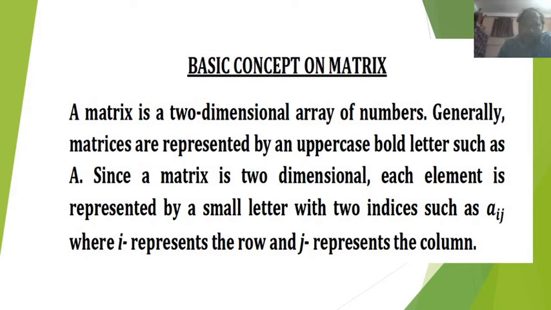So here we have to understand what is a matrix. The basic concept: a matrix is a two-dimensional array of numbers. Generally, matrices are represented by an uppercase bold letter such as capital A. Since a matrix is two-dimensional, each element is represented by a small letter with two indices such as Aij, where I and J are two indices, where I represents the row and J represents the column.